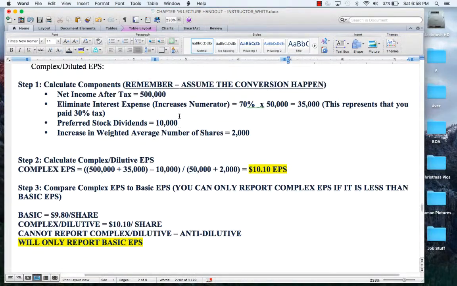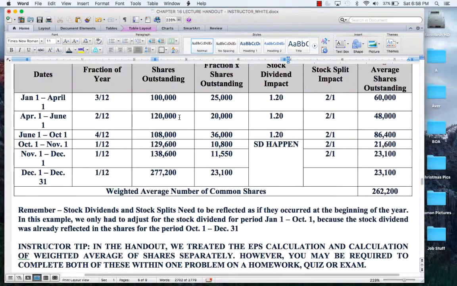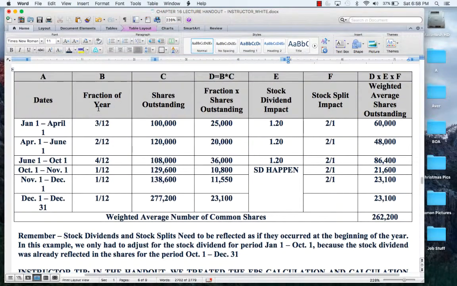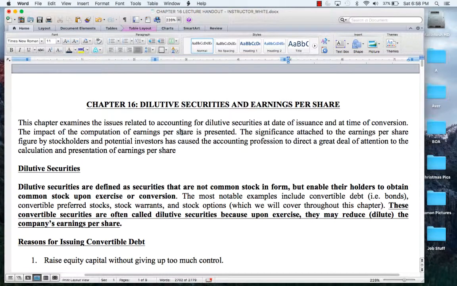I will say that if you are struggling to understand how the EPS calculation works and how you calculate the weighted average number of common shares, I would refer to the textbook, as it does have a few more examples on the calculation. But remember, you will only be required to understand what's in this lecture handout, but for reference purposes, it would not hurt to look at some additional examples included in the textbook. All right, if you have any questions over chapter 16, please let me know.